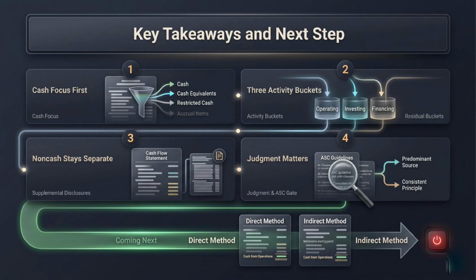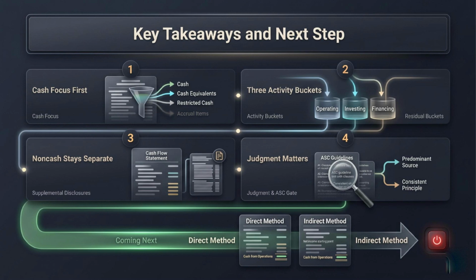The first takeaway is cash focus. The statement reports cash, cash equivalents, restricted cash, and restricted cash equivalents. Accrual items do not enter the body by themselves. The second takeaway is the 3 activity buckets: operating, investing, and financing. Every cash flow must be classified.